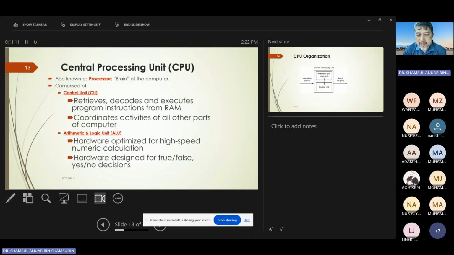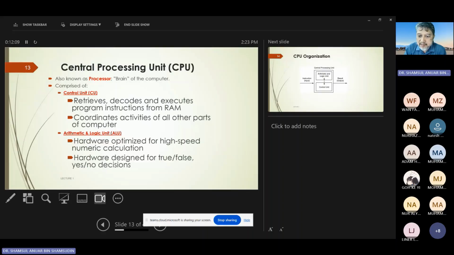So central, the control unit. So CPU will consist of several stuff, namely the control unit, which retrieves, decodes, and executes instruction from RAM. So RAM is the important part. It's not the biggest memory, but it's the memory for instruction. So that's why this part is important. So a lot of quick action needs to run from the space in RAM, in the random access. So meaning the information can be accessed very randomly at any time.